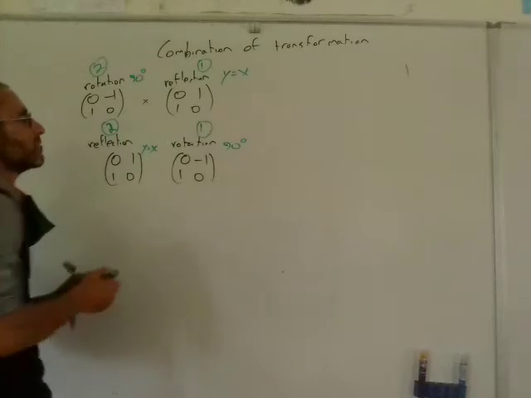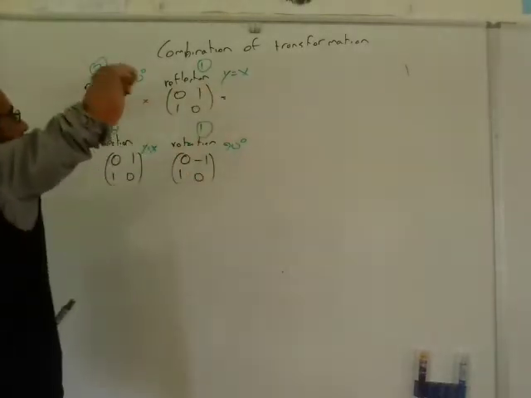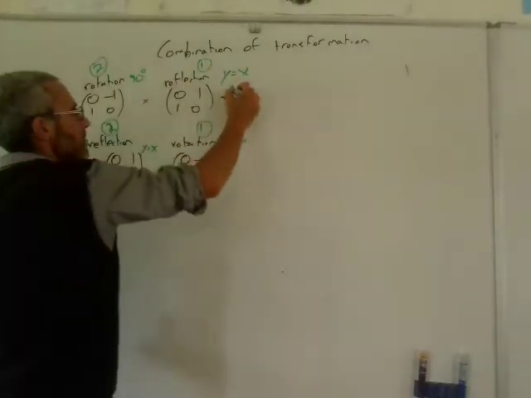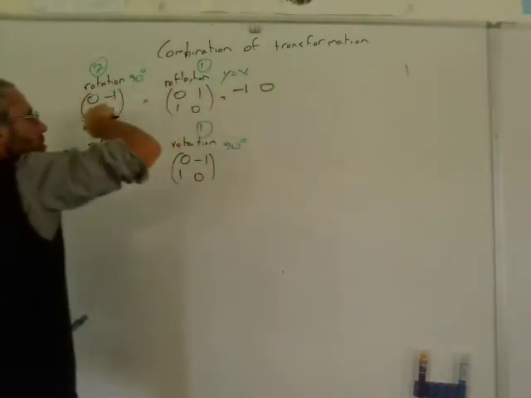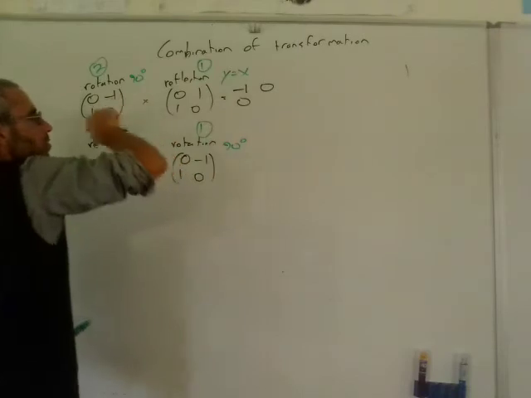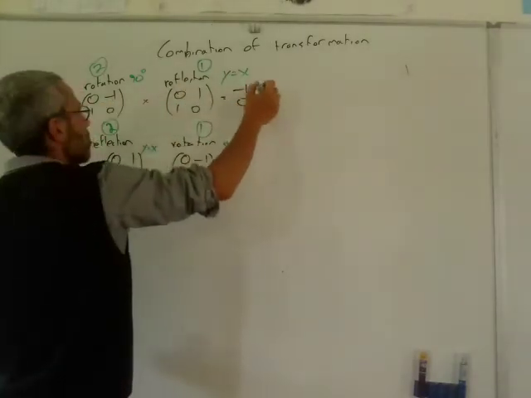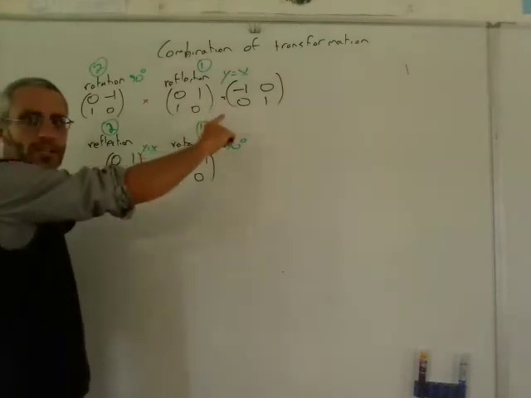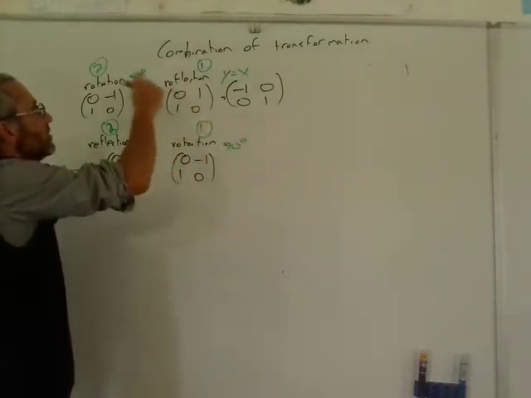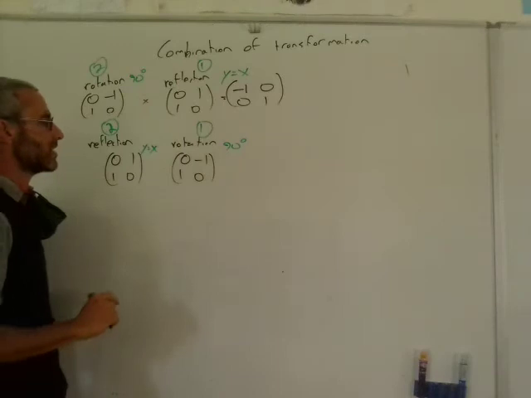Let's quickly find out what that is. Okay? 0 minus 1, 0, 1 is minus 1. 0 minus 1, 1, 0 is 0. 1, 0, 0, 1 is 0. 1, 0, 1, 0 is 1. Okay? So that's the matrix that will show you reflection along y equal x and rotation 90 degrees.